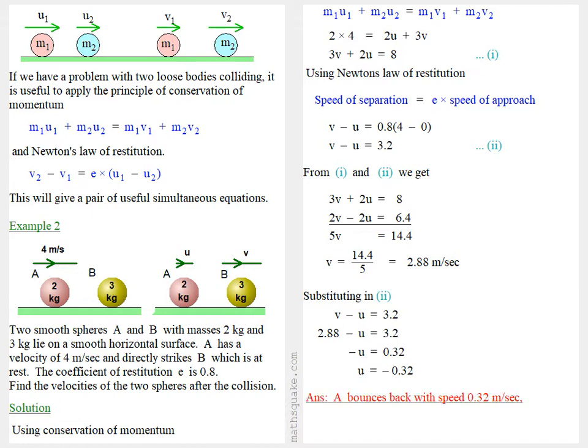So, A bounces back with a speed of 0.32 meters per second, and B moves forward with a speed of 2.88 meters per second.